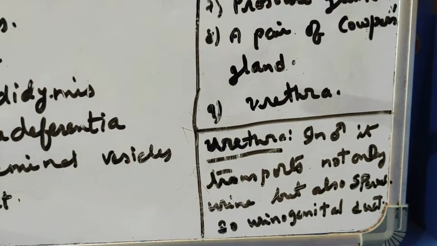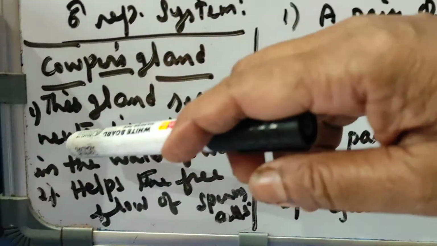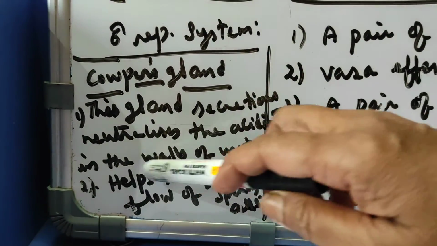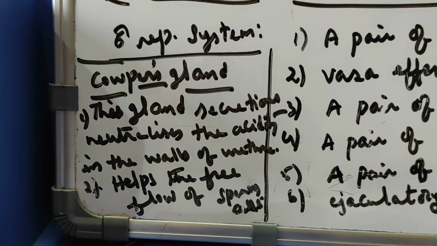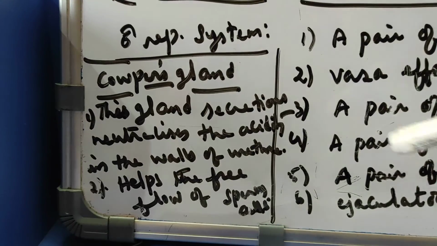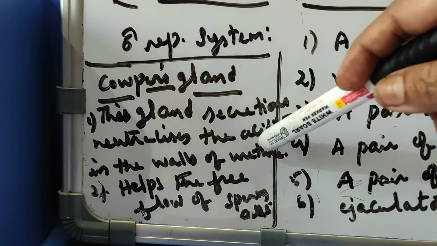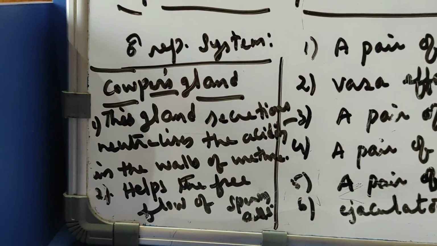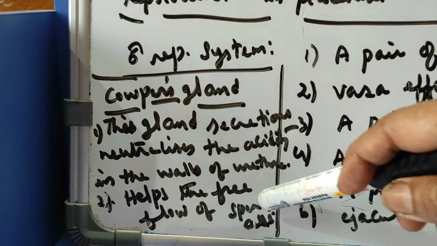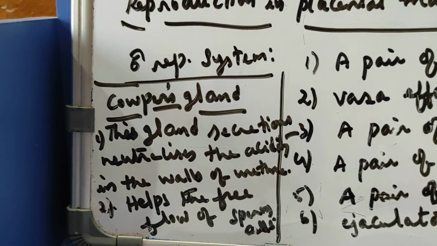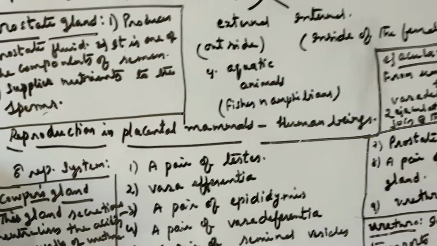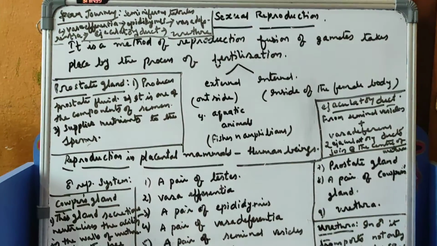Okay, then next is the bulbourethral gland, and its secretions neutralize the acidity in the walls of the urethra, because through the urethra this sperm will be passed, so an acidic medium should be neutralized, and this neutralization is done because of these gland secretions, and this also helps the free flow of the sperms. Okay, so like this, all these organs of the male reproductive system are helpful for the release of sperm and also the passing of the sperm.